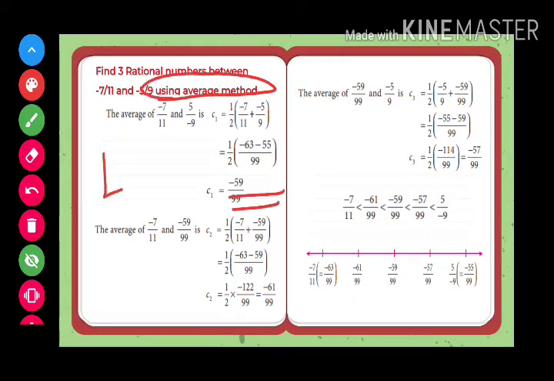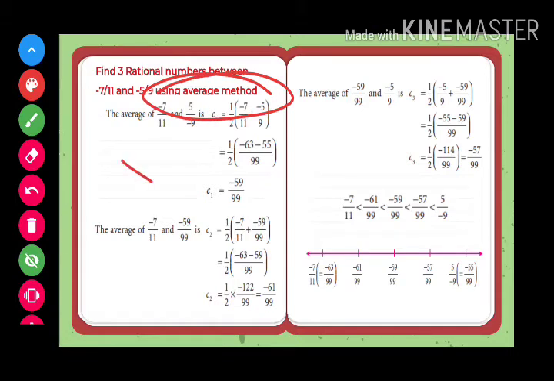Otherwise you can use the previous LCM method, which is very useful and easy. Unless they ask using average method, you can use the LCM method. If in a question the average method is asked, you should compulsorily use this average method.